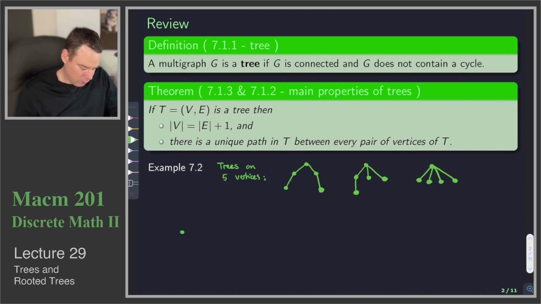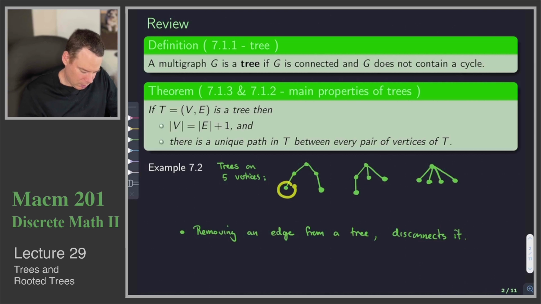A couple of things we can observe about trees in general is that removing an edge, what does it do? It disconnects the tree. So removing an edge from a tree disconnects it. So we can see that from our examples above. If I remove an edge, that disconnects it into an isolated vertex and a tree on 4 vertices, or I could remove another edge, say in this one, that one there, and it disconnects it into these 2 components.